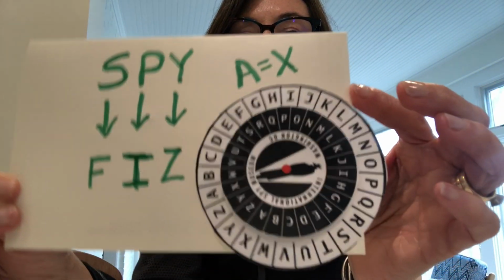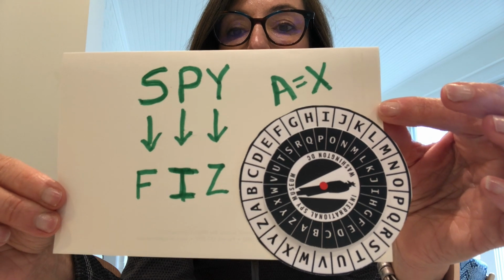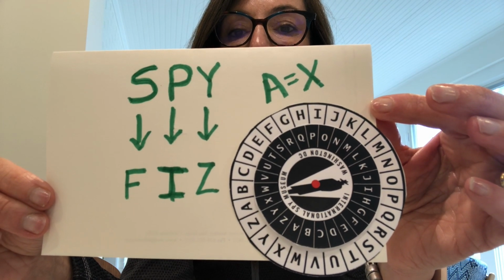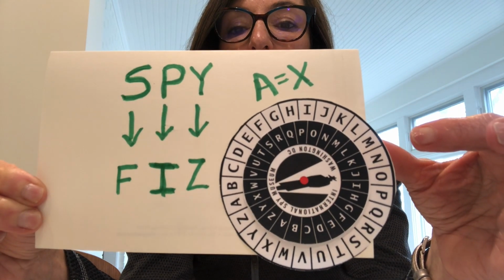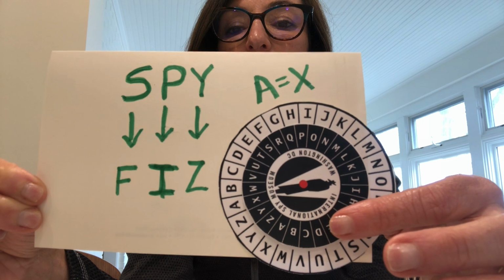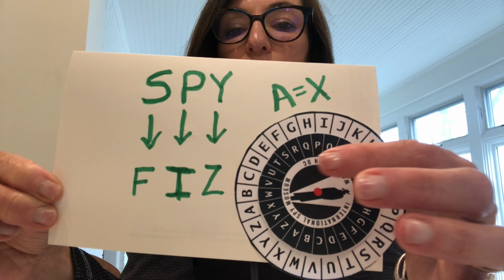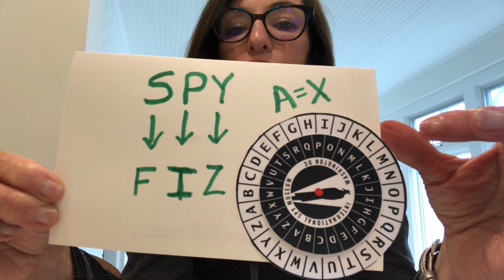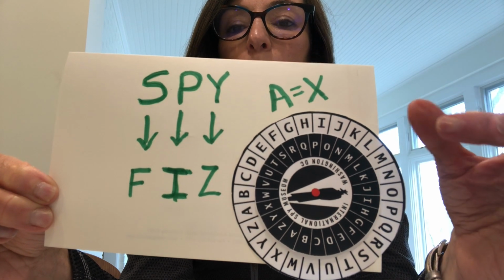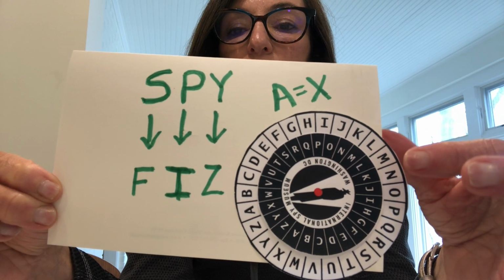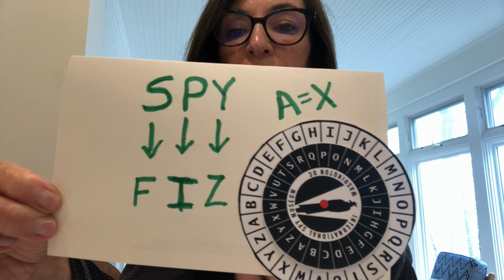Okay, make sure you can see that. If I want to write the word spy, I look for the S on the outer wheel, or you can do it on the inner wheel too. It really doesn't matter. And you see the corresponding letter on the inner wheel is F. And then I look for the P, and you can see on the inner wheel it's I. And then the Y, the inner wheel is a Z. So my word spy now becomes fizz.